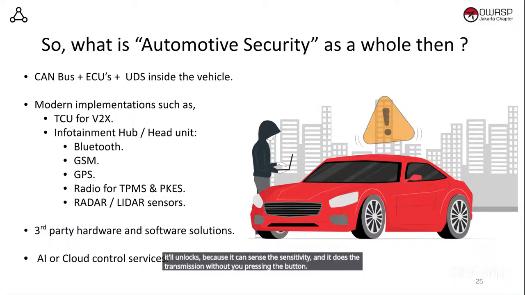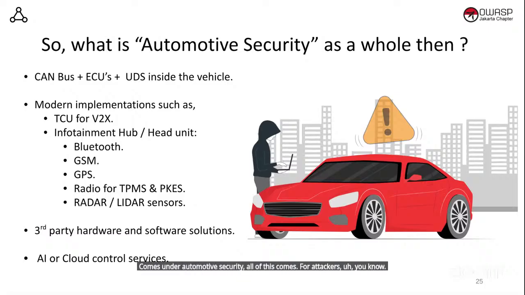There's third-party hardware and software solutions, that's an external threat. There is anything such as AI or cloud control services, that all becomes an external threat. So all of this comes under automotive security. All of this comes under the attackers' attack surface. Okay.